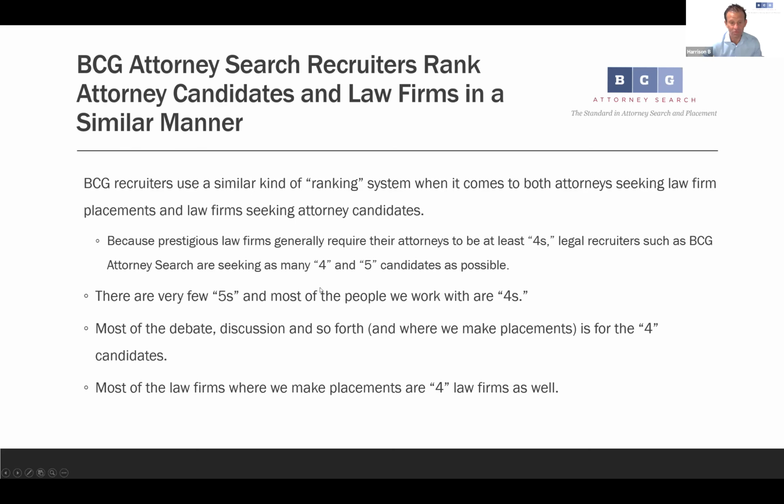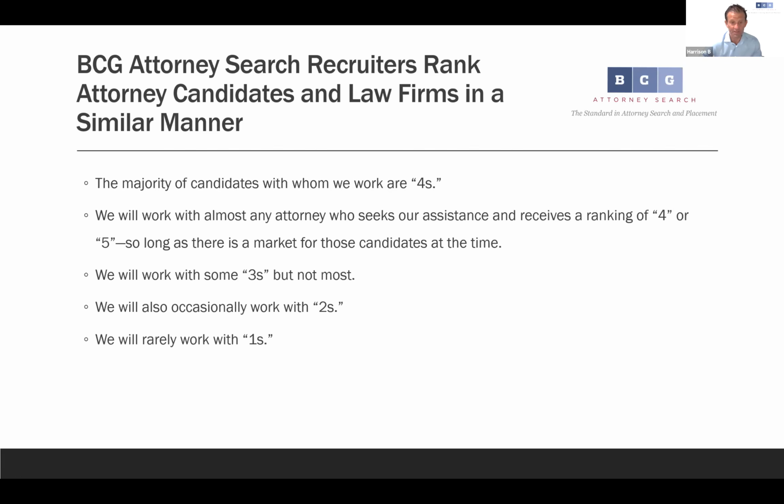But the majority of candidates we work with are not 4s. We work with 3s and 2s. The 4s are the ones that typically are most likely to get the biggest law firms, and sometimes 3s and even 2s, and I'll talk to you about that. But most of the people that recruiters and the large firms are interested in, and that get the most interviews, are going to be 4s. That's just kind of how it is.